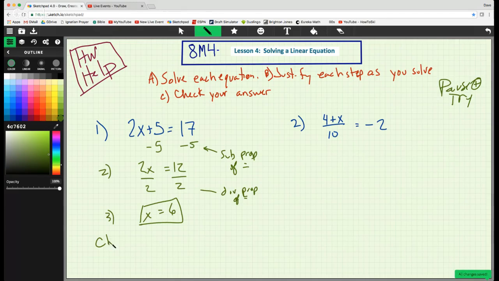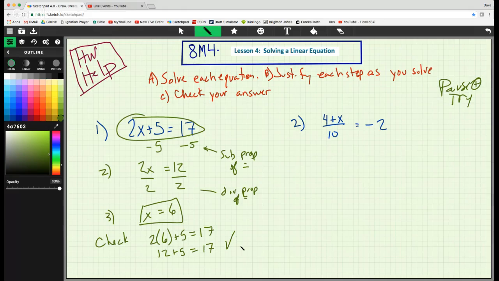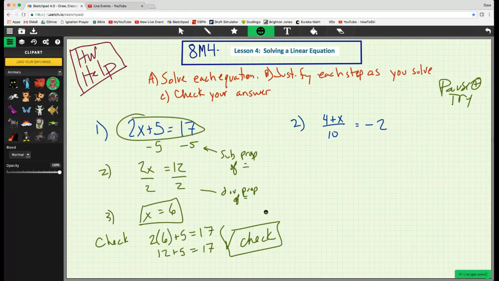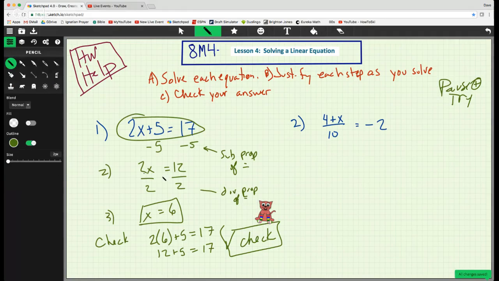Now our check step says to substitute our 6 in for our x in our original equation here. So we're going to rewrite this original equation with the 6 instead of the x. Does 2 times 6 plus 5 equal 17? Well, does 12 plus 5 equal 17? Yes. Check. Happy cat.